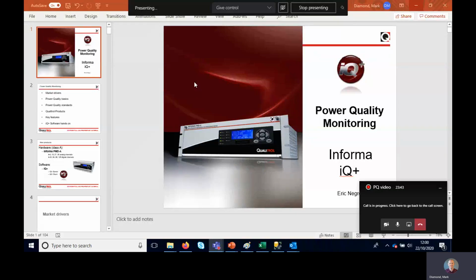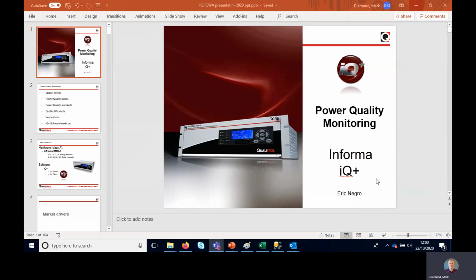Hi everyone. We're going to take the next 30 minutes and have a look at power quality monitoring, and more specifically we're looking at Qualitrol's offering, which is the Informa and the IQ Plus. The Informa is the hardware side, the IQ Plus is the software side. So let me just set this up to presentation mode and we'll make a start.